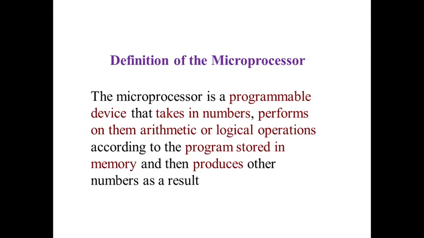That takes in the number, right? Performs arithmetic and logical operations. You might be familiar with the arithmetic operations, right? And logical operations are there, right? According to the program stored in the memory. So the program is stored in the memory and then it produces a number as a result. So actually the microprocessor works on numbers, basically 0s and 1s. A result is given in the form of a number.